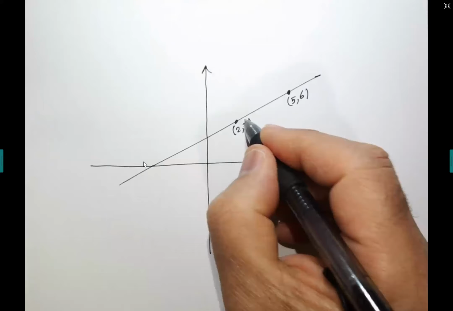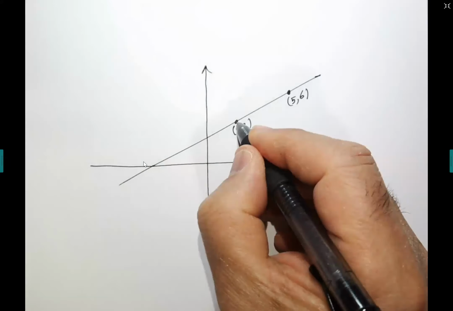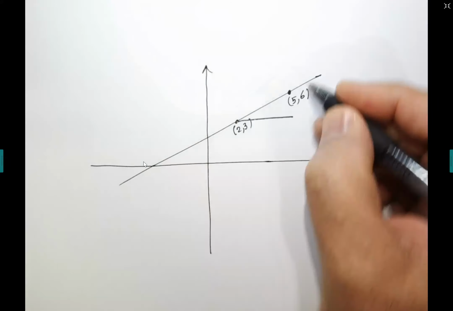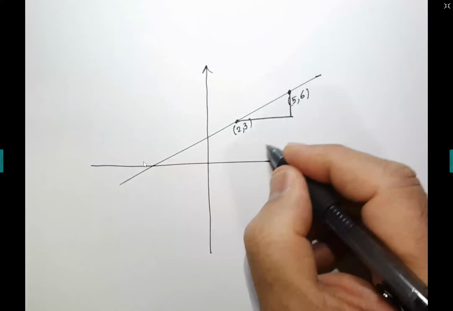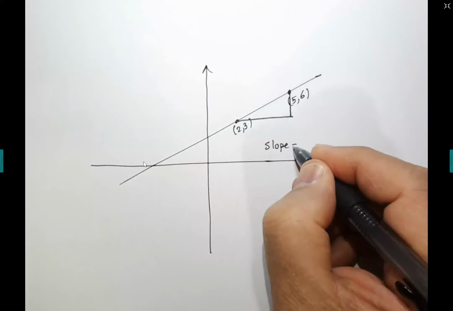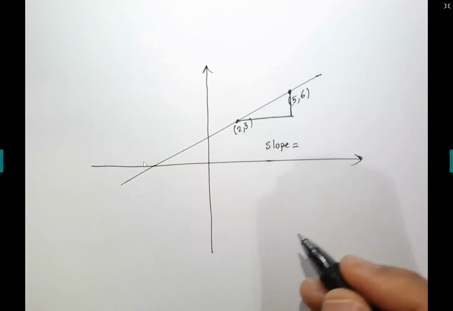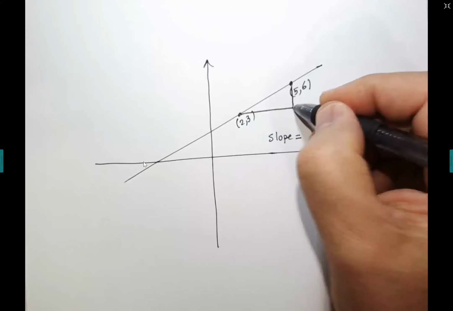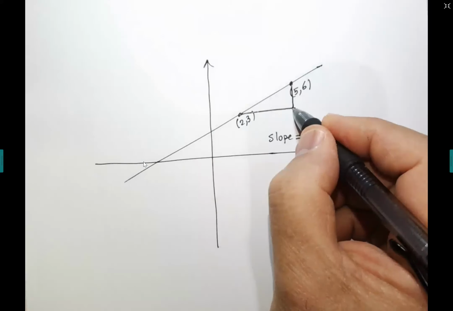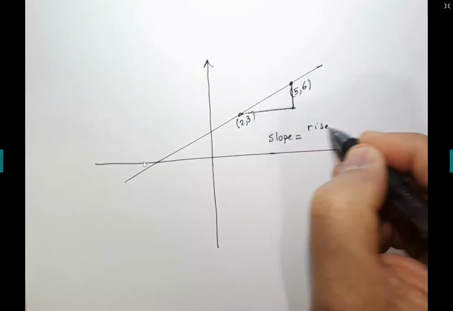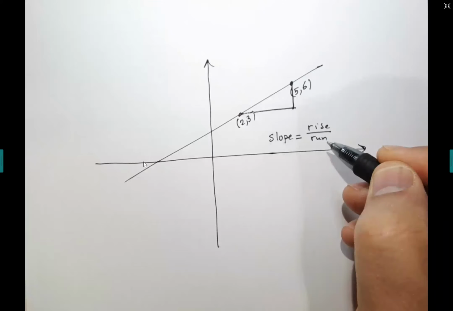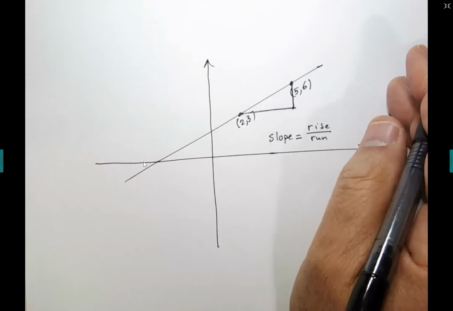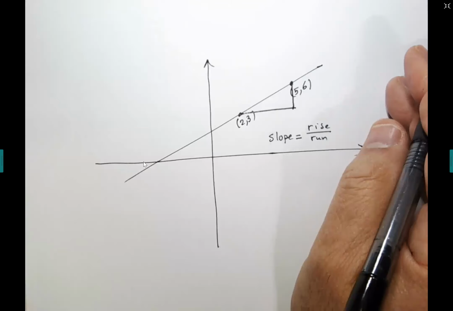You do a horizontal line from here until you're right under the second point, and then you do a vertical line. The slope, by definition, is called rise over run. It's this distance divided by that distance. Where does the rise and the run come from? It's from the airport concept. When the plane takes off, it taxis on the runway and then it rises. So it's a rise over run.